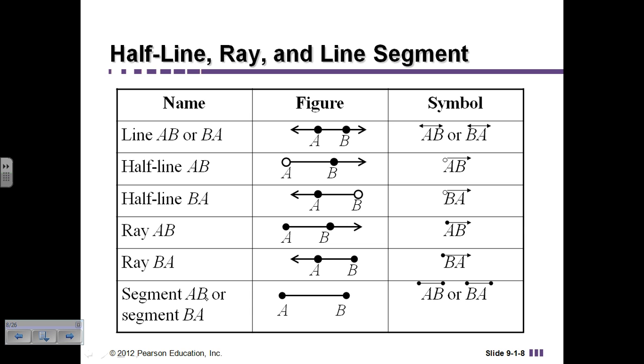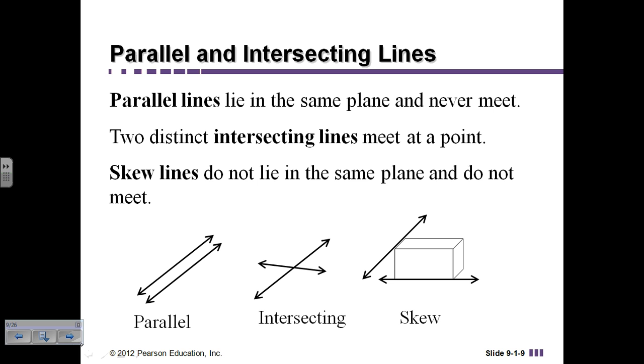So let's go back and show you that again. With a segment, you can name it either way, and you're naming the exact same piece of information. So then we have something called parallel lines. Parallel lines are lines that are in the same plane, but they never meet or touch. And then we have two distinct intersecting lines that meet at a point. So intersecting lines do touch at one point, and parallel lines do not touch.